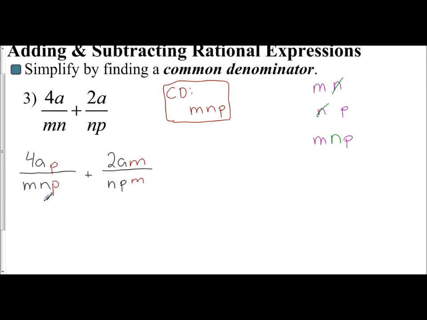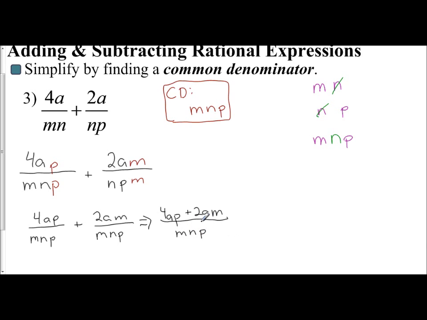Well, I have 4ap over mnp plus I have 2am over mnp, because remember, variables go in alphabetical order. So to simplify from here, I would just add the tops together. They're not like terms, so I can't combine them. So I'm just going to write down 4ap plus 2am over mnp.